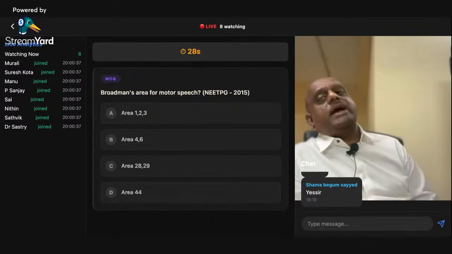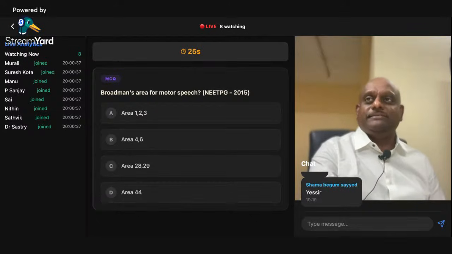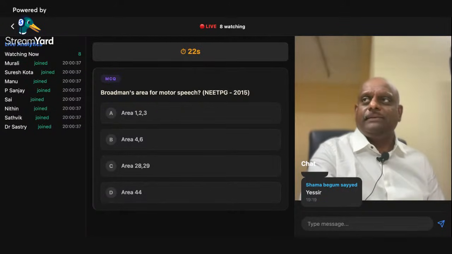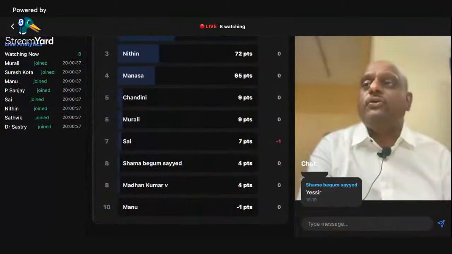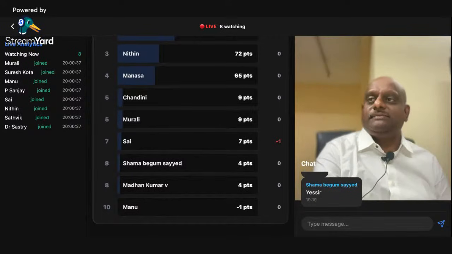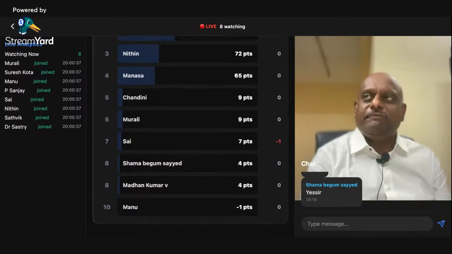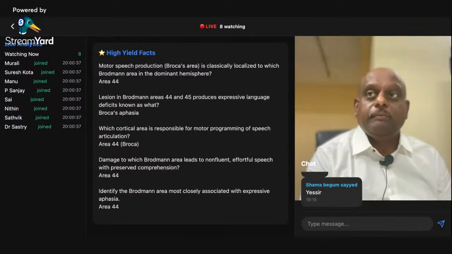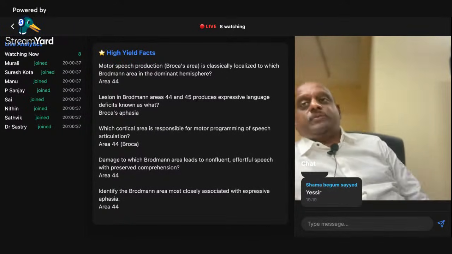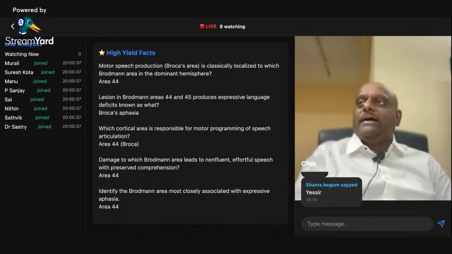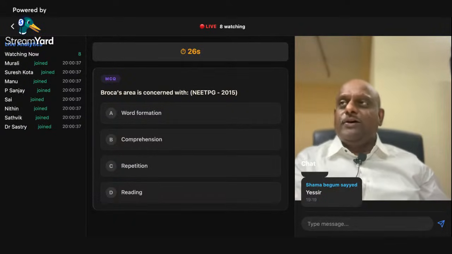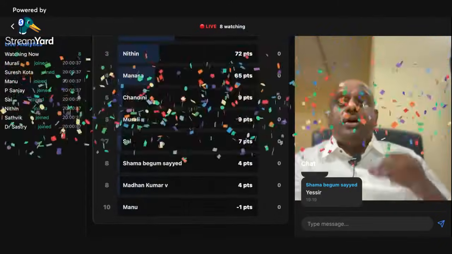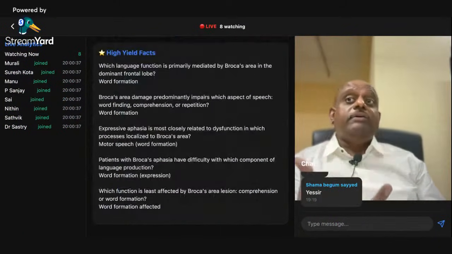Brodmann's area which is associated with the motor speech is which one? Brodmann's speech area. Right? So, it is the area 44. Satvik rightly answered. I'll only give you 5 seconds time to answer fatafat. So, Broca's area is classically located in the dominant hemisphere in area 44, is what we need to remember. Now, Broca's area is concerned with what? Wernicke's is comprehension. Broca's is the motor speech area. That's the reason it is associated with the word formation.